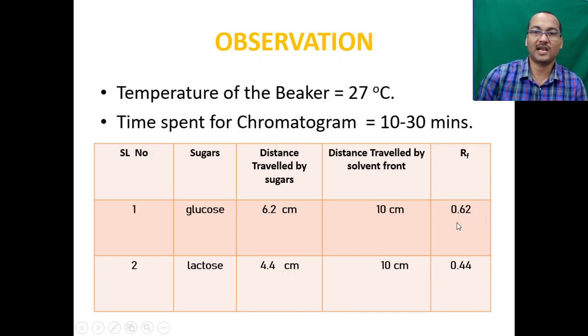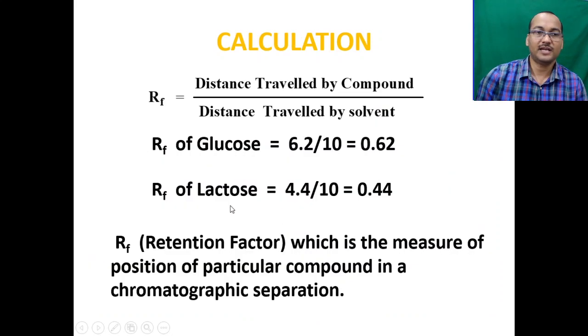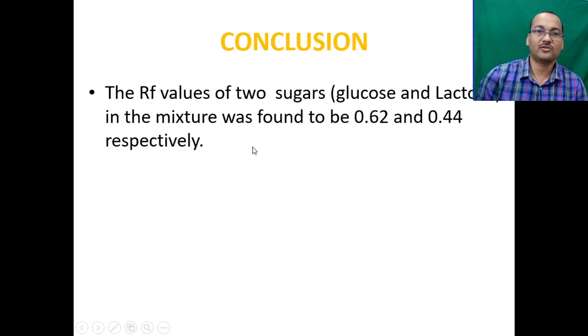So how to calculate this Rf value, let's talk about it. What is Rf? The retention factor, which is a measure of the position of a particular compound in a chromatographic separation. In formula, Rf equals distance traveled by the compound divided by distance traveled by the solvent. So Rf of glucose equals 6.2 by 10, equal to 0.62, and Rf of lactose equals 4.4 by 10, that is equal to 0.44. So in conclusion, the Rf values for the two sugars, glucose and lactose, in the mixture were found to be 0.62 and 0.44 respectively.